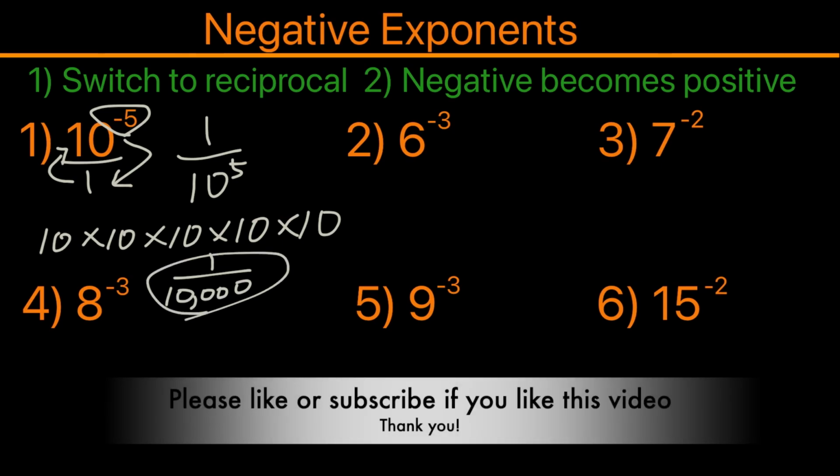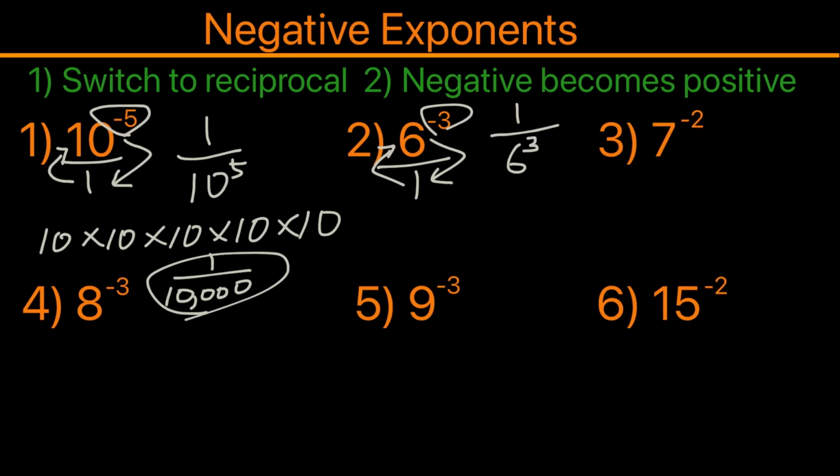Moving on to the second example, we have 6 to the negative 3. So we'll do the same, adding denominator 1. Now we're going to go ahead and do the swap. So this will become 1 over 6. Then we will change the negative 3 to positive 3. So this will be 1 over 6 times 6 times 6. Inputting that in the calculator, you'll see it becomes 1 over 216. So that will be your answer to number 2.